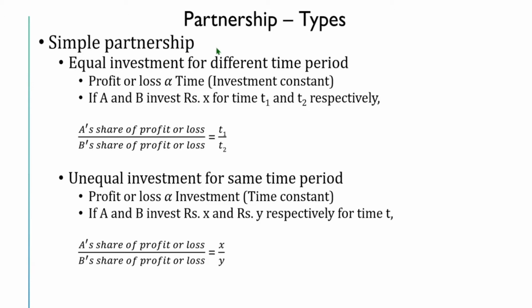So there are two types of partnership. One is simple partnership and the other one is compound partnership. Simple partnership is subdivided into equal investment for different time periods and unequal investment for the same time period. If A and B invest rupees X for different time periods, T1 and T2 respectively, then A's share of profit or loss by B's share of profit or loss is equal to T1 by T2. On the other hand, if A and B invest rupees X and rupees Y respectively for the same time period T, then A's share of profit or loss by B's share of profit or loss is equal to X by Y.